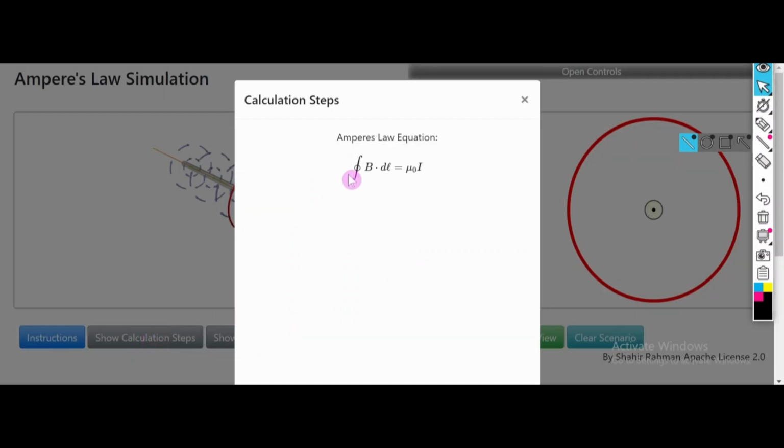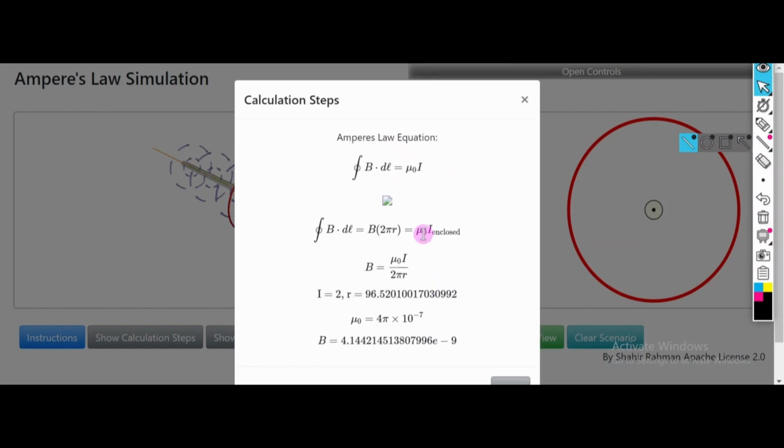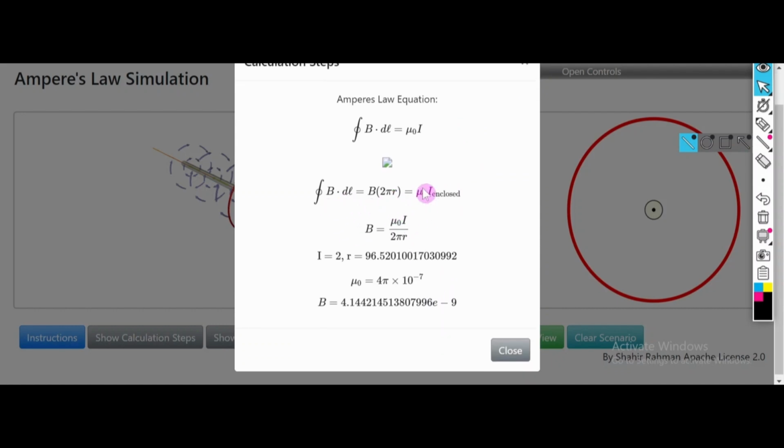So here the summation is used as integration. So the integration of the dot product of the magnetic induction at a point with the dl will give you mu naught times I. Okay, and here is this expression. It will be equal to mu naught times I enclosed, and this is the expression for B. B is equal to mu naught I by 2 pi r. This B depends upon this I, and it depends upon this r, and mu naught by 2 pi is the constant here.